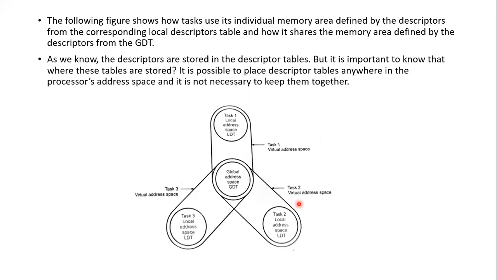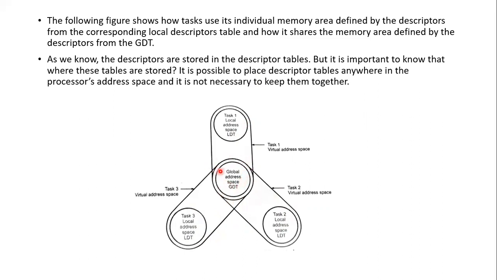Then the second point, the following figure shows how tasks use their individual memory area defined by the descriptors from the corresponding local descriptor table, and how they share the memory area defined by the GDT. There is a diagram given over here, and there are individual tasks named task 1, task 2, and task 3. Also it has task 1 local address space, task 2 local address space, and task 3 local address space. The middle one is nothing but the global address space.